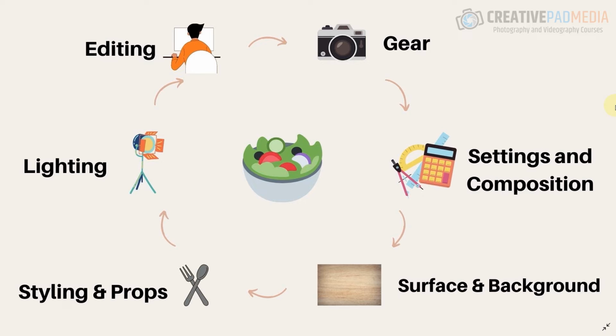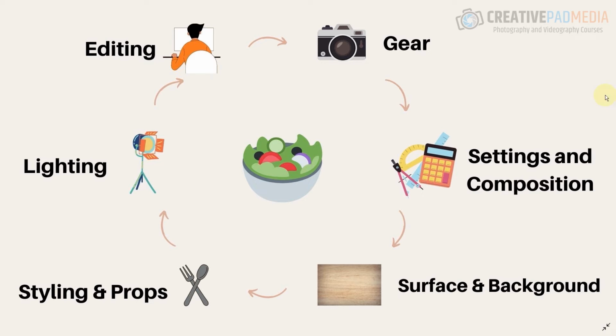But basically, we will be going from level 1 to level 2 to level 3, and each time we go up the level, we are going to increase the difficulty of these elements so that the food shot that we take starts to look more professional as the levels go up. So what are these 6 elements?